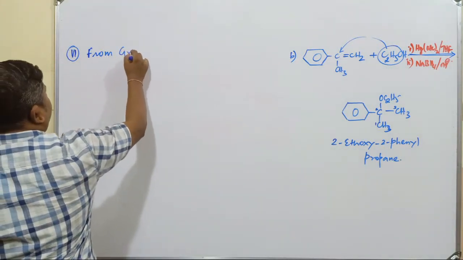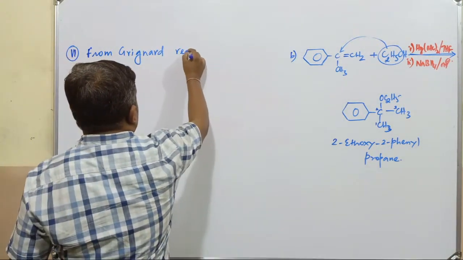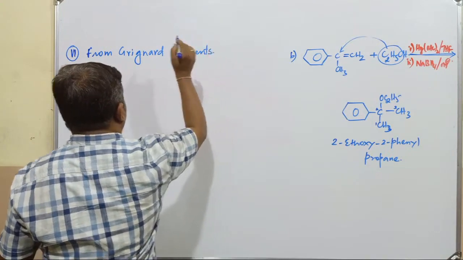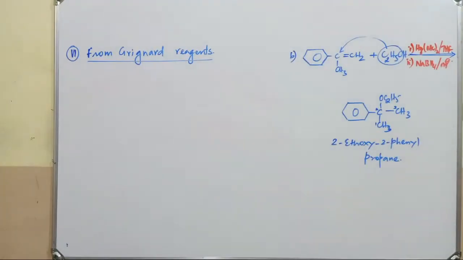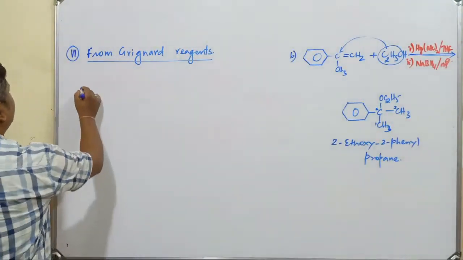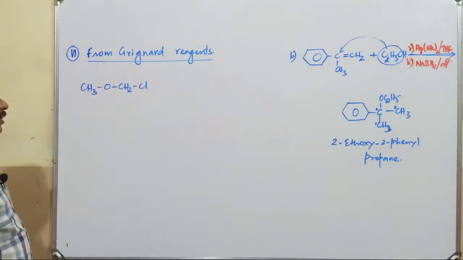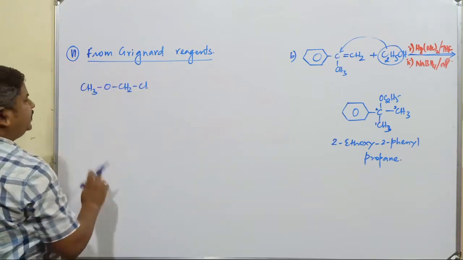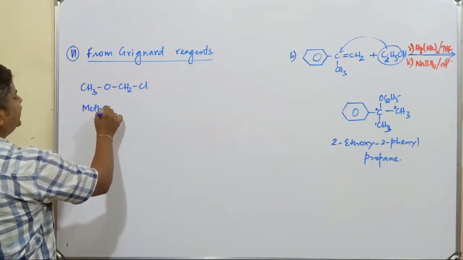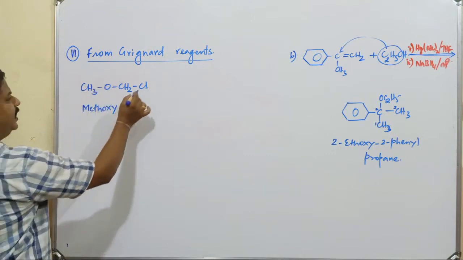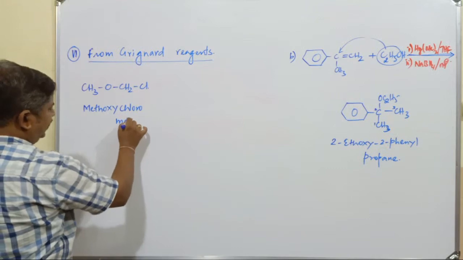From Grignard reagents. So many times we are discussing Grignard reagents. In carbonyl compounds also we will come across Grignard reagents. How to prepare an ether compound from Grignard reagents? In this one, CH3OCH2Cl, a compound of chlorine and oxygen is there. What is the name of this compound? It is methoxy, OCH3, chloro, Cl. One carbon atom is there, so it is methane.